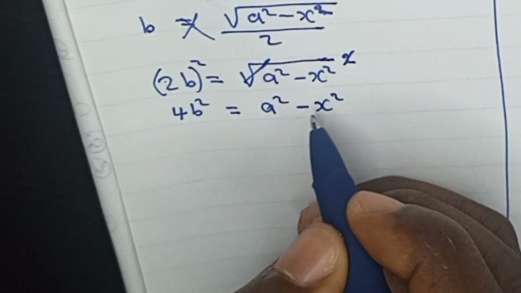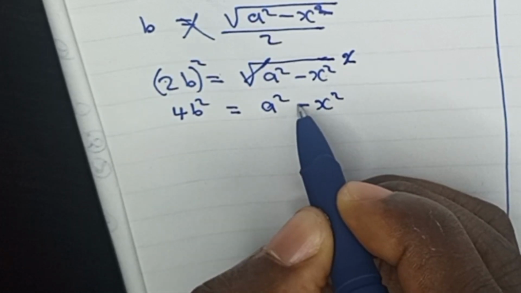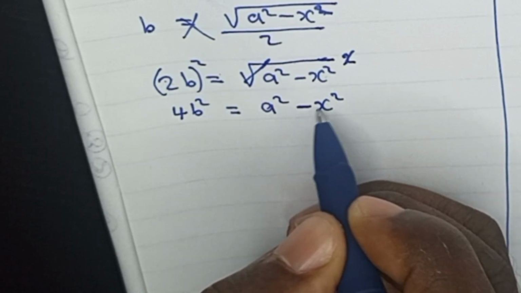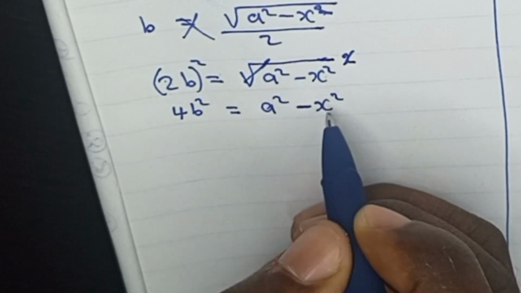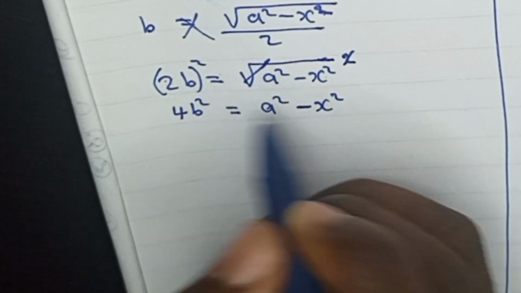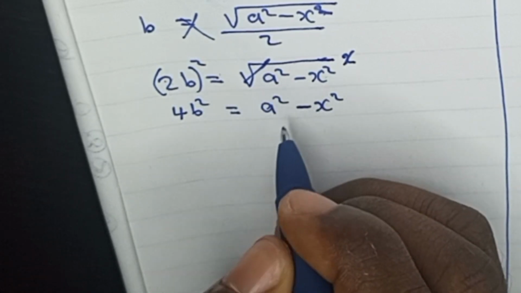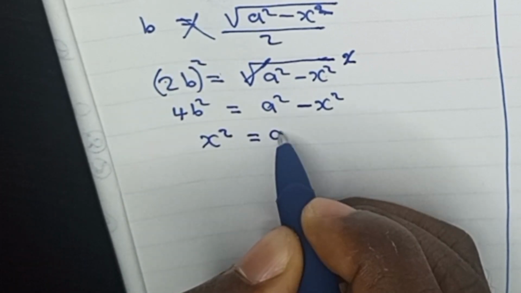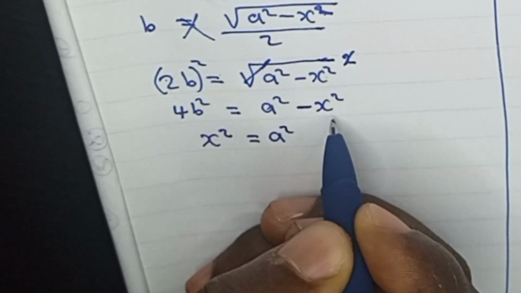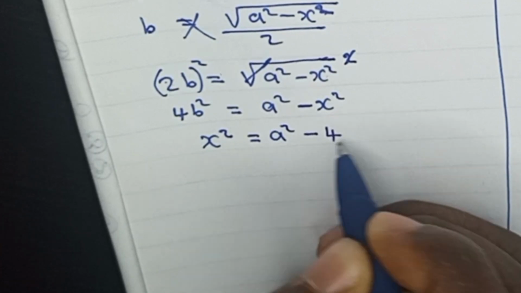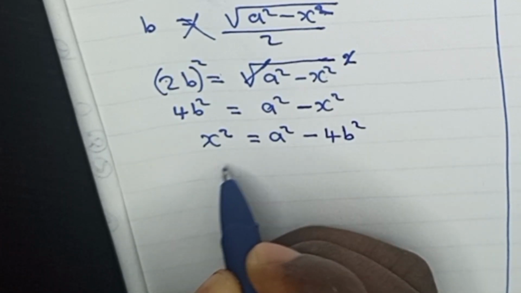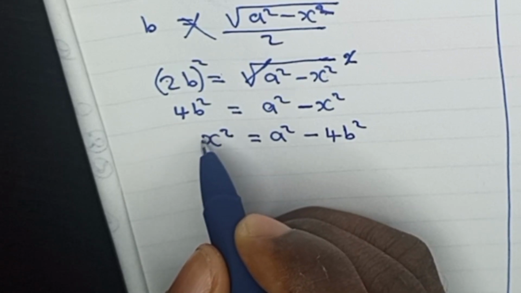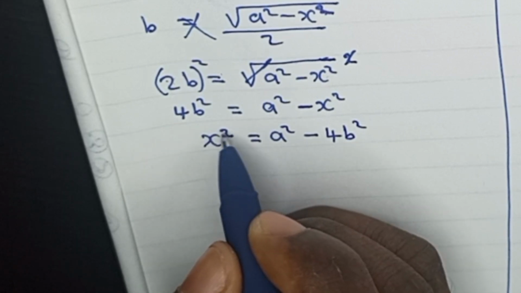So from here, we're having minus x square here. If we move this here, we'll be left with minus. So we don't want minus x, we want plus x. So we move x square to this place, changing the sign to positive. So we have x square equal to a square. This 4b square will move to this side and become minus 4b square. And we have this expression. What's still with x square?